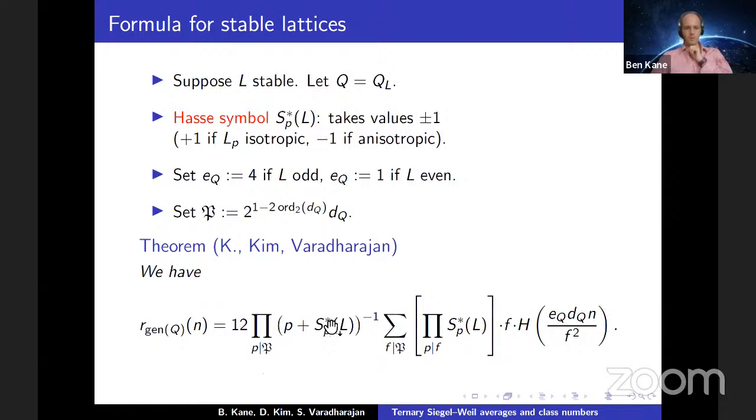And then we take the prime P plus this Hasse symbol, and we take 1 over that. So we take 1 over this product, so it's sort of a normalization factor in front, 12 divided by this product. And then we take the sum over all the divisors F of this math frak P. We take the product of all the Hasse symbols of the primes dividing F times F itself, and then we get the class number of E_Q, which is this number that's either 1 or 4, D_Q was the discriminant, times N divided by F squared. Okay.